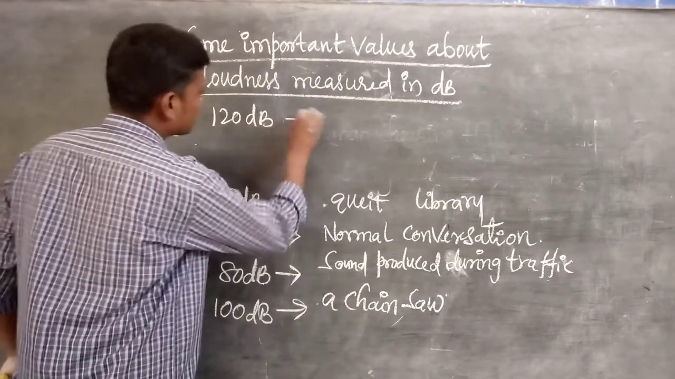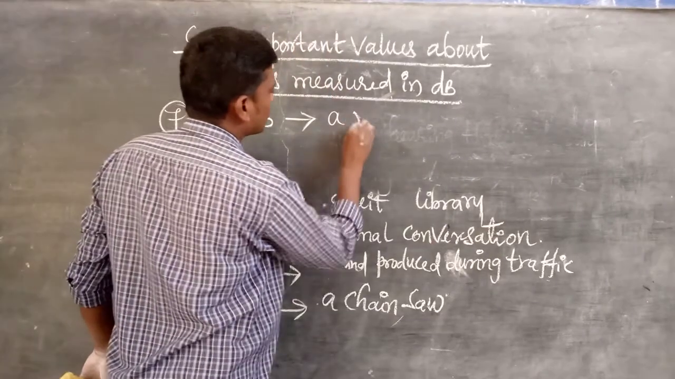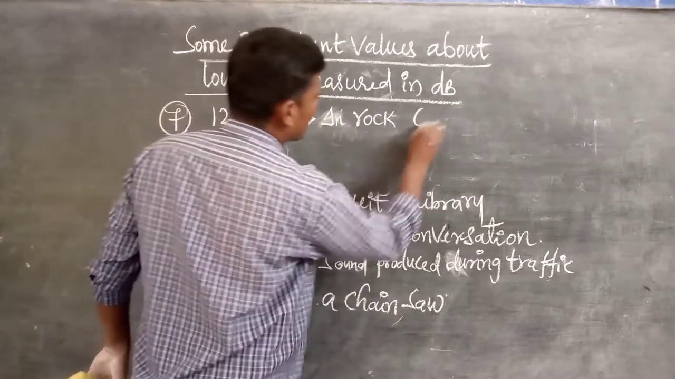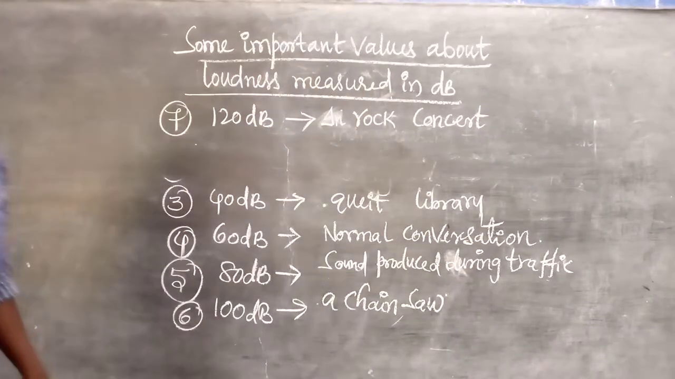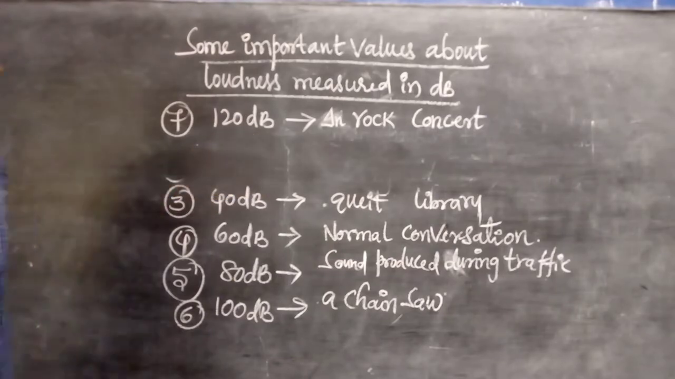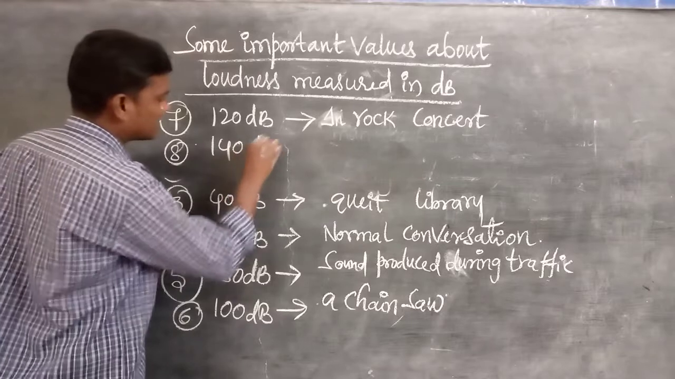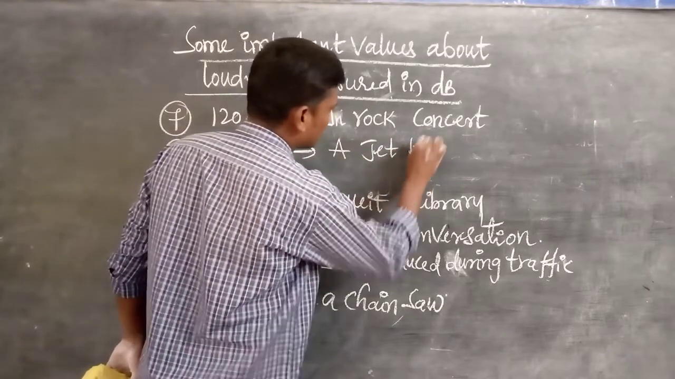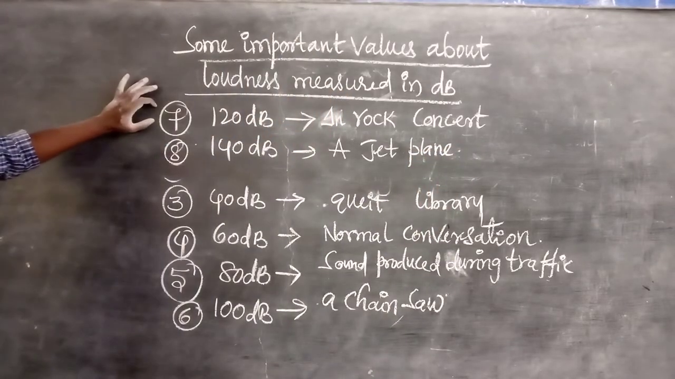Decibels. In a rock concert, during the musicians conducting a live program, how much sound is produced? 120 decibels. 140 decibels is a jet plane. A jet plane produces 140 decibels. In a rock concert, 120 decibels.